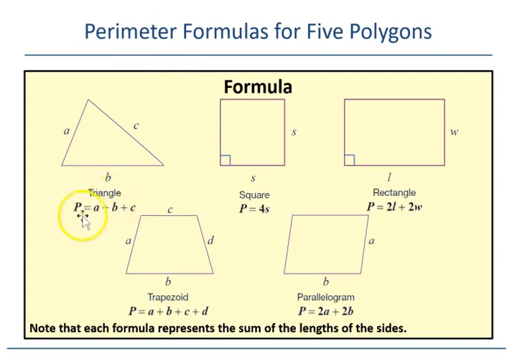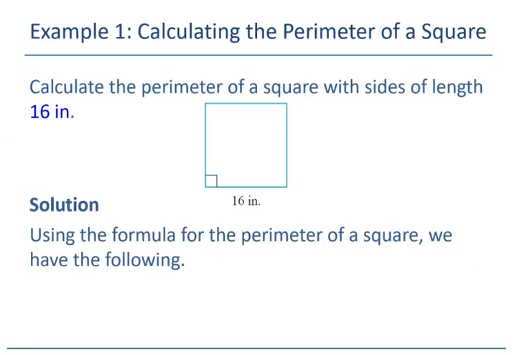Let's define the perimeter. Notice for a triangle, it's just going to be A plus B plus C. Here, if you have a square, you can just have one side, multiply it by 4, and so on and so forth. But when all else fails, if you cannot remember these, just remember, it's the addition of all the sides, okay? These are just formulas that make things a little bit quicker. So let's kind of look at some examples here.